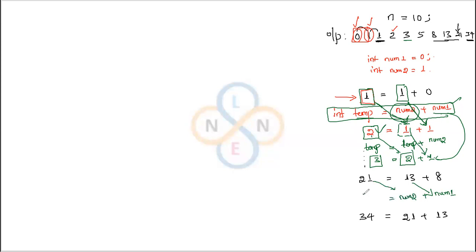Then the result has to be stored back to temp only. And at the last, again, num2 is going to become num1. And temp is going to become num2. And the result has to be stored back to temp. So this is the iteration process to get the Fibonacci series. I hope you understood. If you understand this logic, then it is very easy to write a Java program. I hope it is clear.